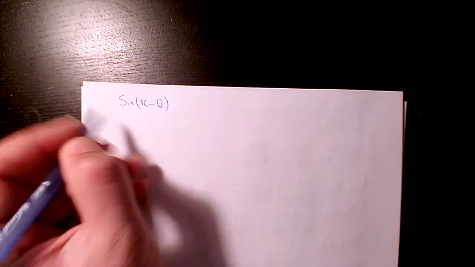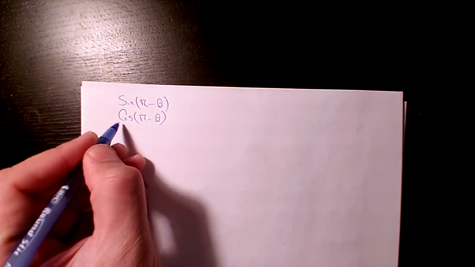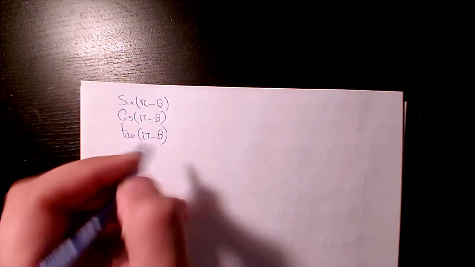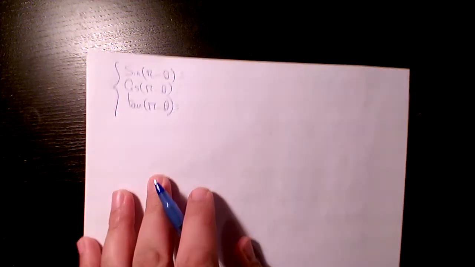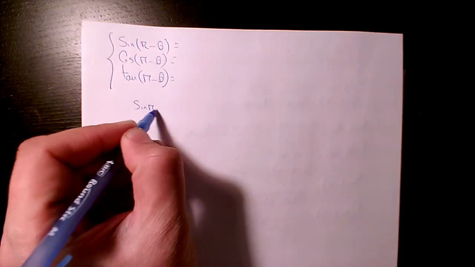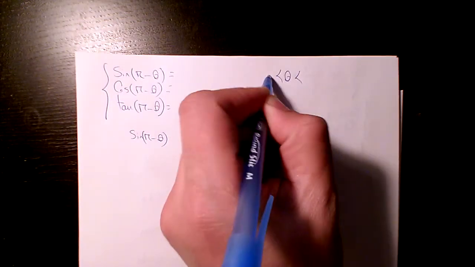In this video, I want to show you how to find sine pi minus theta, cosine pi minus theta, tan pi minus theta. See how to find them. So let's start with sine functions. Sine pi minus theta, and we need to assume that theta is between 0 and pi over 2.